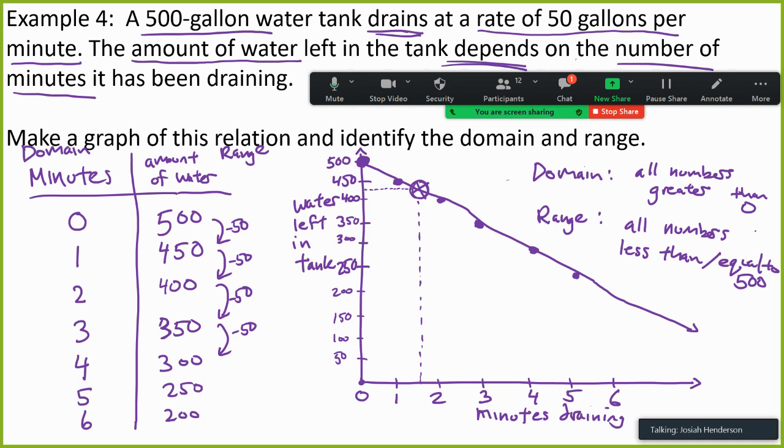Sometimes domain and range is a straight up list of numbers. And sometimes we're going to describe it like all the numbers bigger than this and all the numbers less than this. And it depends on the story and what we're measuring, like minutes, dollars, water in ounces or gallons. It depends on the story to kind of tell us if it's a list of numbers or if it's a description like this one was.